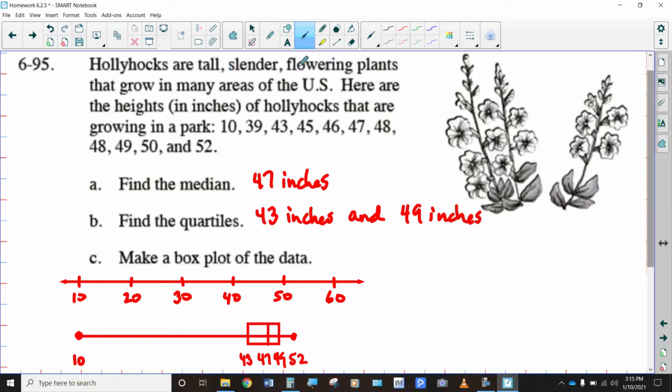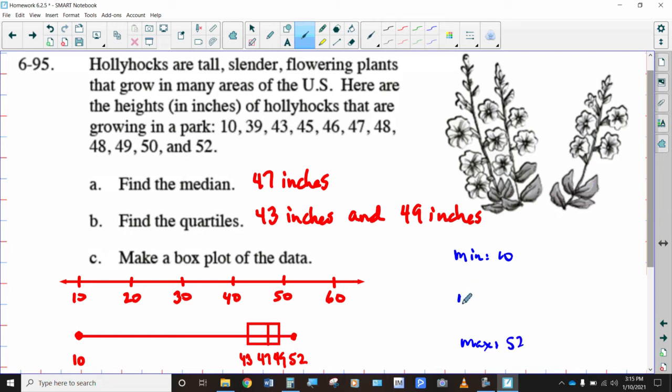Hollyhocks are tall, slender, flowering plants that grow in many areas of the U.S. Here are the heights of hollyhocks that are growing in a park. And so it looks like these are already in order from least to greatest. That is wonderful news because we have to order our data in order to find everything that we need for our box plots. So we will recognize that there is a minimum, which is 10. There is a maximum, which is 52.